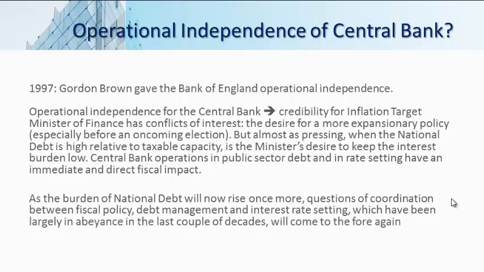Central bank operations in public sector debt and in setting the rate have a direct impact on the fiscal space of the government. So if you have a central bank under the control of the treasury, then they will have this conflict of interest. Something which is good for inflation might be harmful to the budget balance of the government itself. So if you want to use inflation targeting, then you have to have operational independence, because otherwise the bank will not be able to announce credible targets.